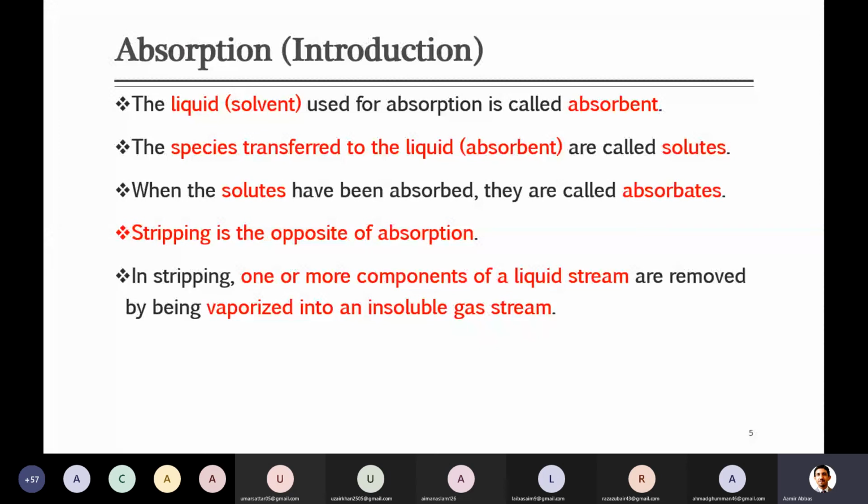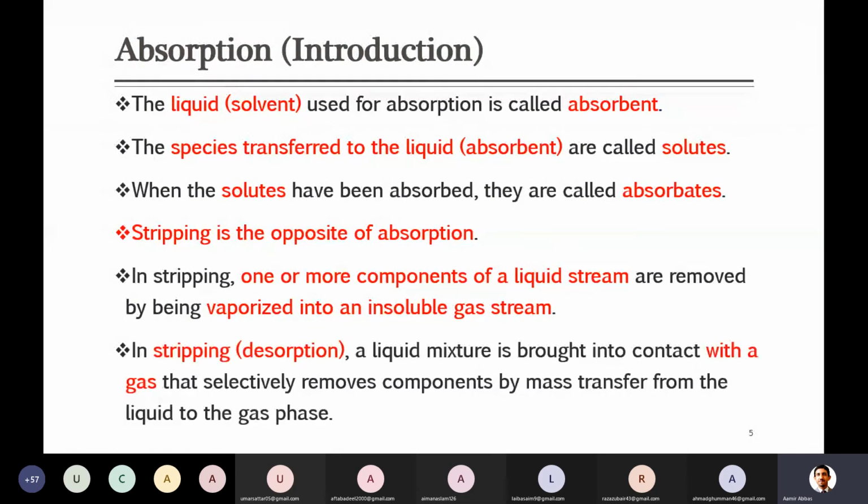Sir, the substance which is used to absorb, the liquid which you are using, definitely for absorbing. The liquid stream introduced will be called a mass separating agent. And here in stripping, there is some stream which is used to remove some of the component, and that is here the gas, so that will be the mass separating agent.